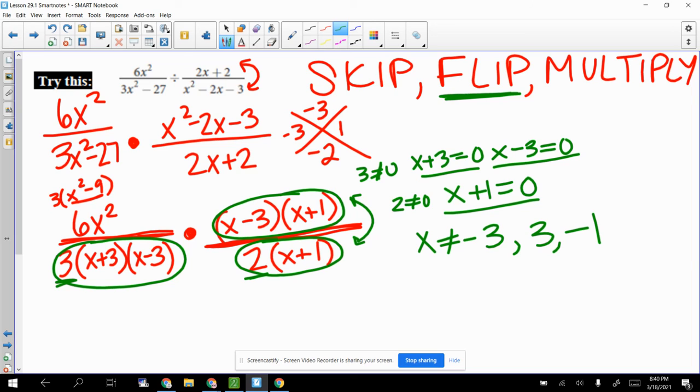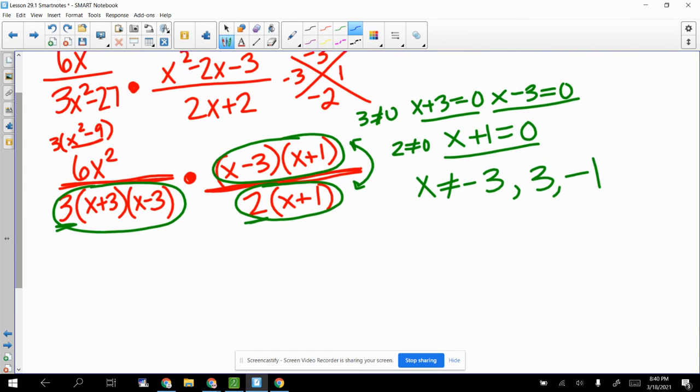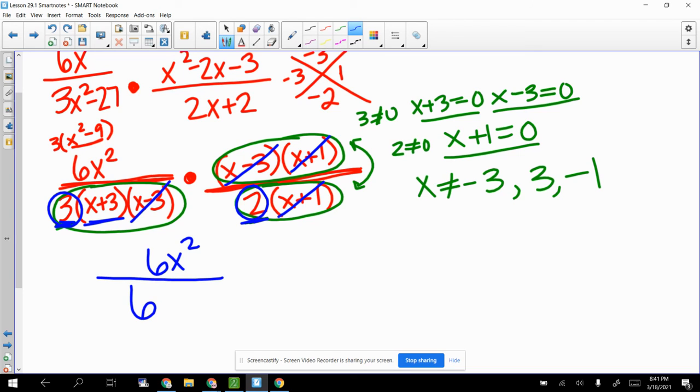Okay, now we can go ahead and cancel out anything that is the exact same on top and bottom. So we have an x minus 3 and an x minus 3. We have an x plus 1 and an x plus 1. Okay, so all of that gets canceled. In the numerator, we just have a 6x squared left. And in the denominator, we have 3 times 2 times x plus 3. The 3 times the 2 can be multiplied together to be 6. And then we have the x plus 3.